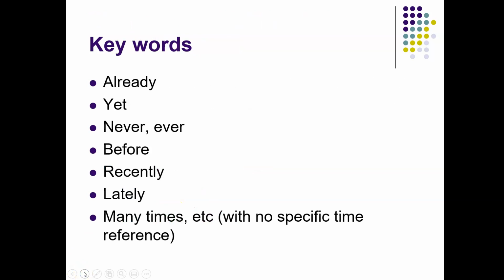So there are lots of keywords. Some things like already, yet, ever, never, before, recently, lately, something like many times, 7 times, the first time. For example, I hear people say, oh, it's the first time I go, but that's incorrect. You would need to say, it's the first time that I have gone to Montreal this year.